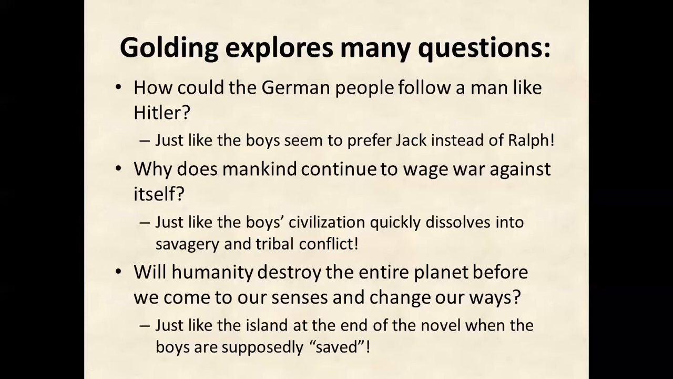Another key question, will humanity destroy the entire planet before we come to our senses and change our ways? Just like the island at the end of the novel, in order for the boys to get saved, it requires a fire so large that it destroys the entire island. So when the boys are saved, and allowed to leave the island, you have to question, where's it going to go from there, right? Is warfare going to continue, and is that destruction going to continue in the rest of the world? And that, I think, is a key question that Golding is posing to the reader at the end of the book.